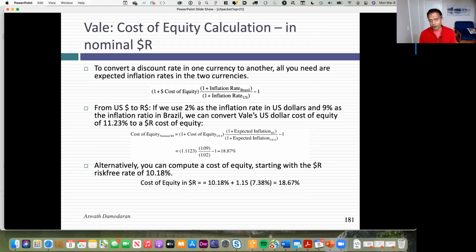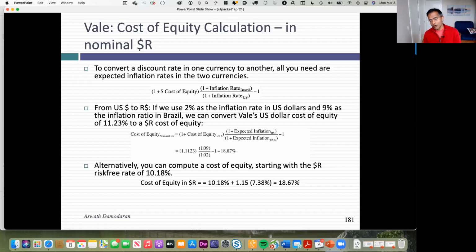So I have 11.23% dollar cost of equity, but the inflation rate in reais is 7% higher than the inflation rate in dollars. If I'm in a hurry, you know what I could do? Add the 7% to 11.23%. My cost of equity would be 18.23%. That's a shortcut. It works reasonably well if you're in a hurry.